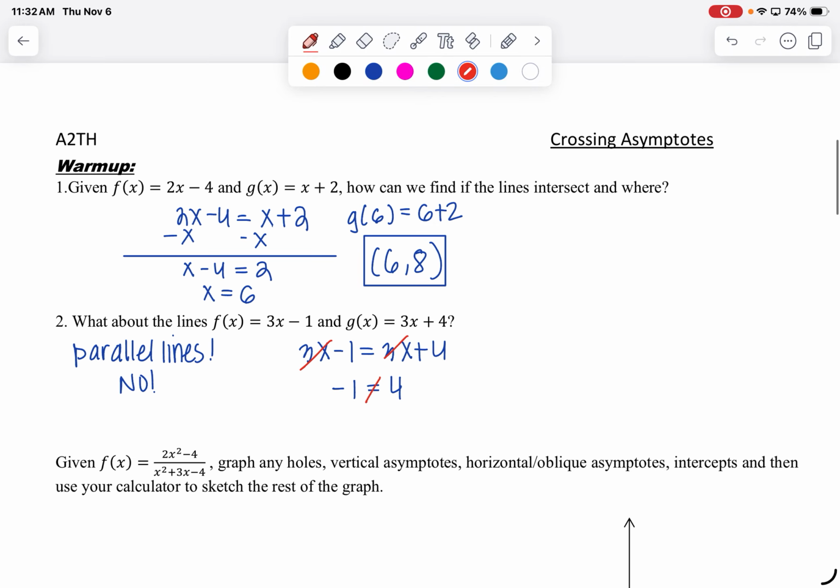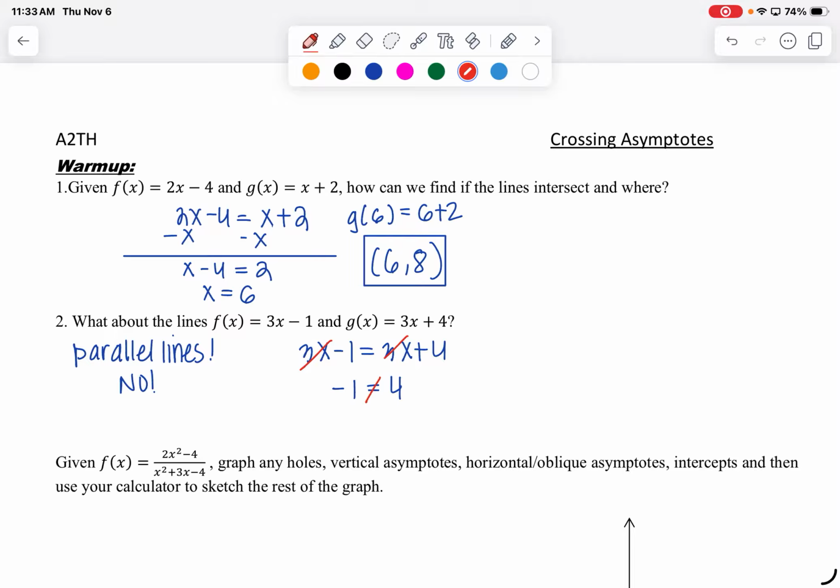So on the first one here, we want to know how we can find out if the lines intersect and where. So remember, where they intersect is where they're going to have the same x and y value. So you can set them equal to each other and solve. And if you get an x value, then they intersect at that x value. To find the y value, plug the x value back in. All right, so we have (6, 8) is where those two lines intersect.